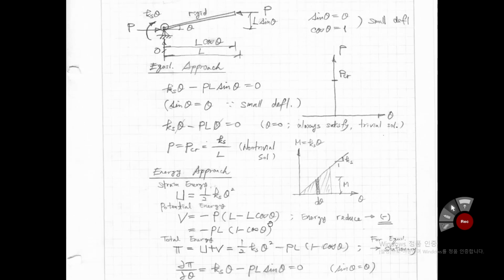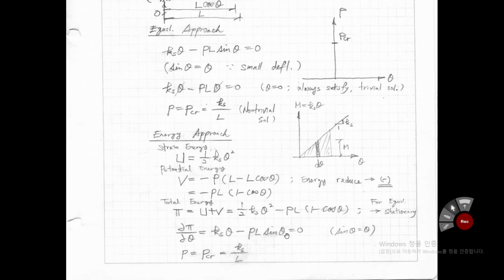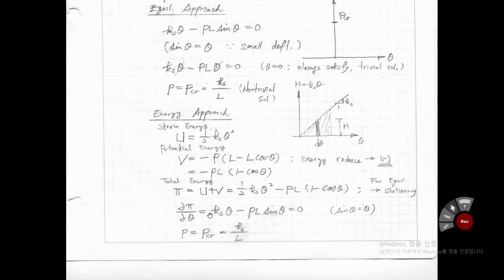We are assuming this problem is a small deflection problem. So sine theta equals theta, right? Okay, so Ks theta equals PL theta. So Ks equals PL. So P equals PCR equals Ks over L. We get the same result as when we used the equilibrium approach.